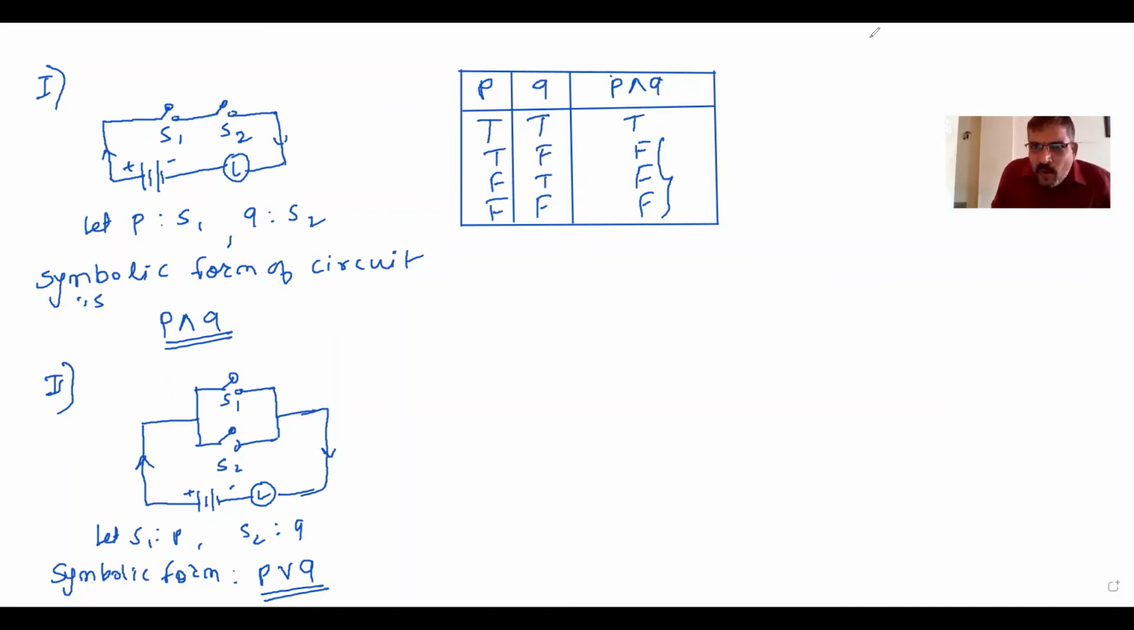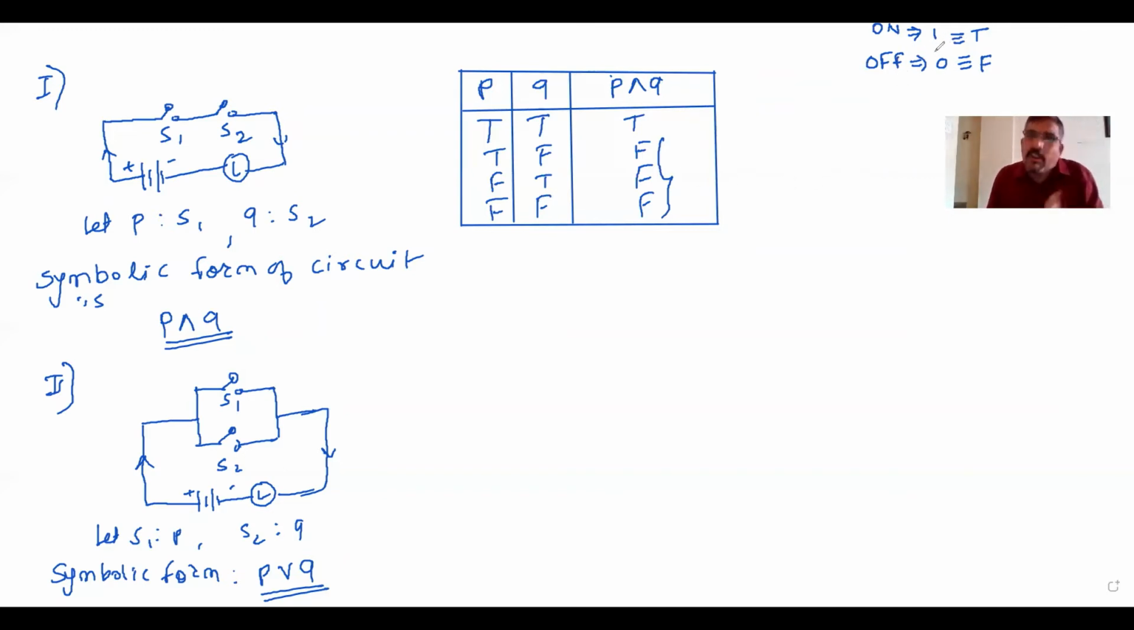For the on position, we are denoting 1, which is equivalent to true. For the off position we will consider 0, which is equivalent to false in logic. Instead of true and false, we are using 1 and 0. What is the meaning of 1? On. What is the meaning of 0? Off. Switch on, light on; switch off, light off. Current not flowing is 0, current flowing is 1.